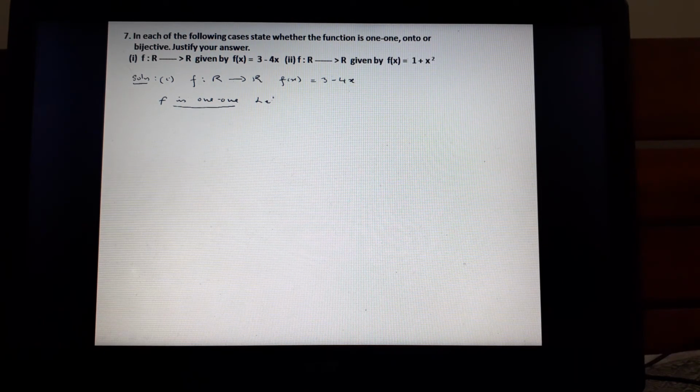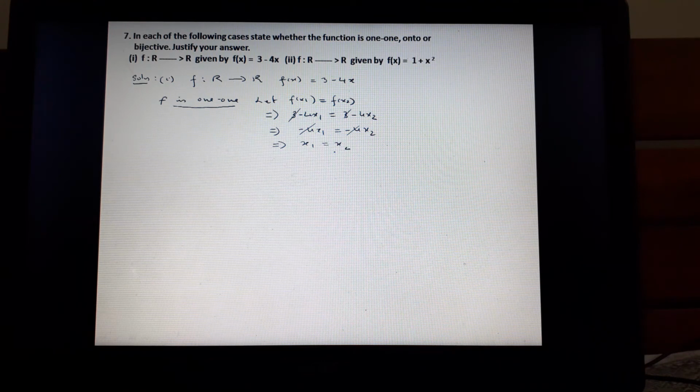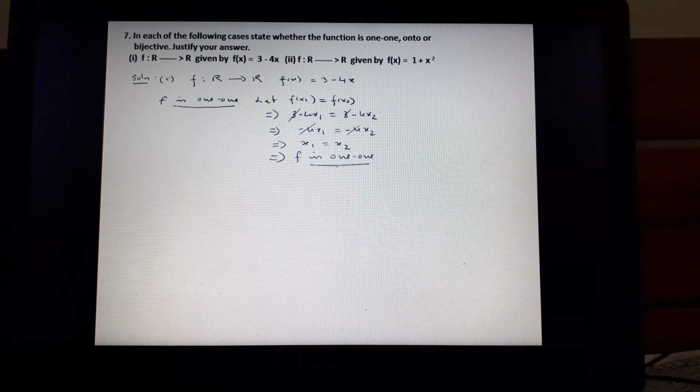So let f of x1 equal to f of x2. This implies 3 minus 4x1 equal to 3 minus 4x2. So this implies I can cancel 3 and 3, minus 4x1 equal to minus 4x2. Once again we can cancel minus 4 and minus 4. This implies x1 equal to x2. So by definition, whenever f of x1 equal to f of x2 implies x1 equal to x2, f is 1-1. So definitely it is 1-1.